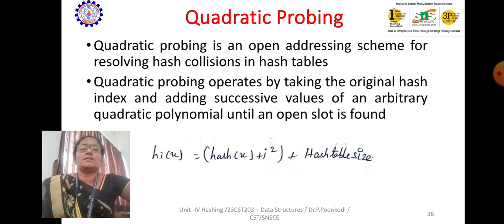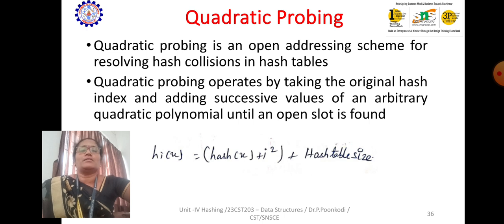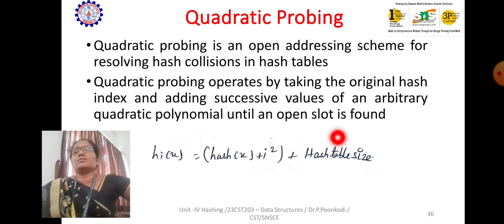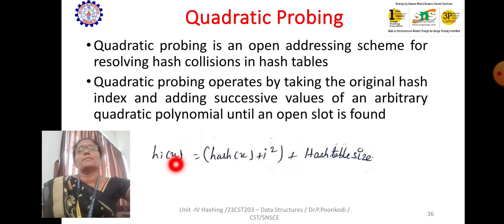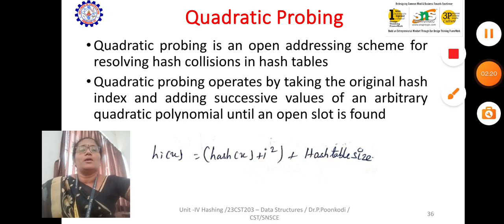Quadratic probing is an open addressing scheme to find a resolution for collisions. It takes the original hash index and adds successive values of an arbitrary quadratic polynomial until an unoccupied or open slot is found. For that, the equation is hash_i(x) = (hash(x) + i^2) mod hash table size. This is the equation to find the place.